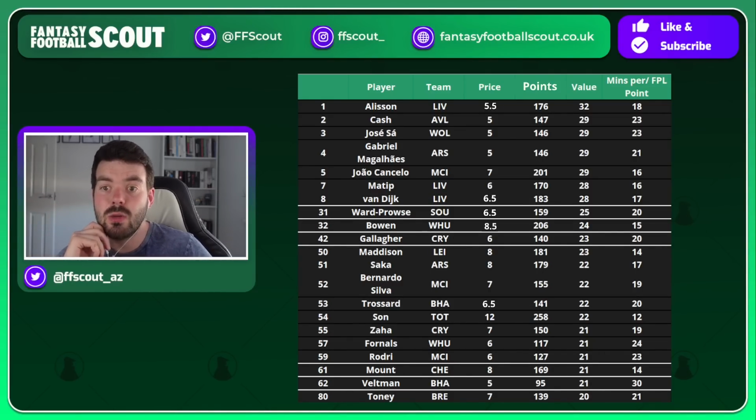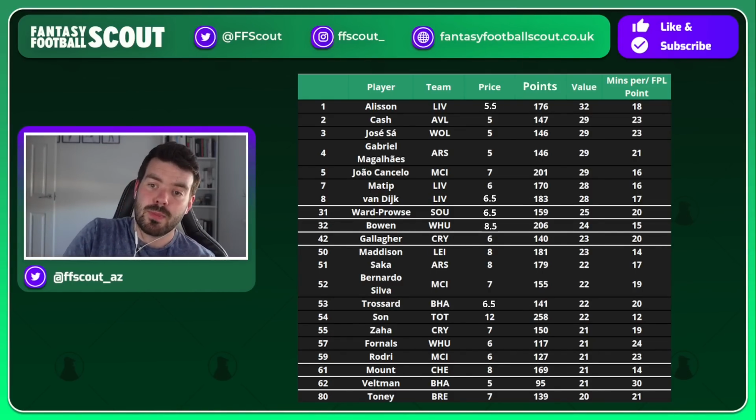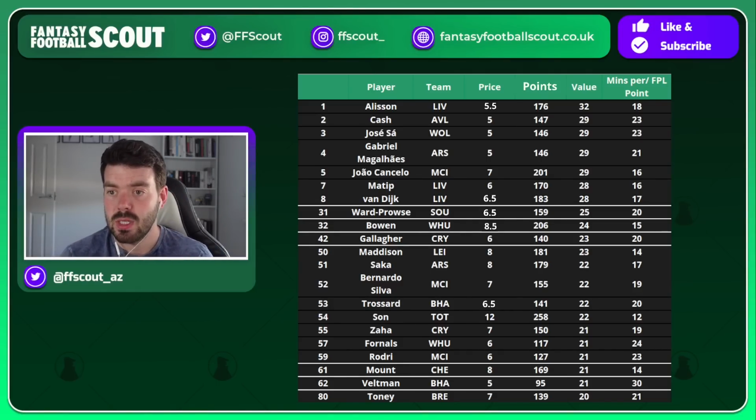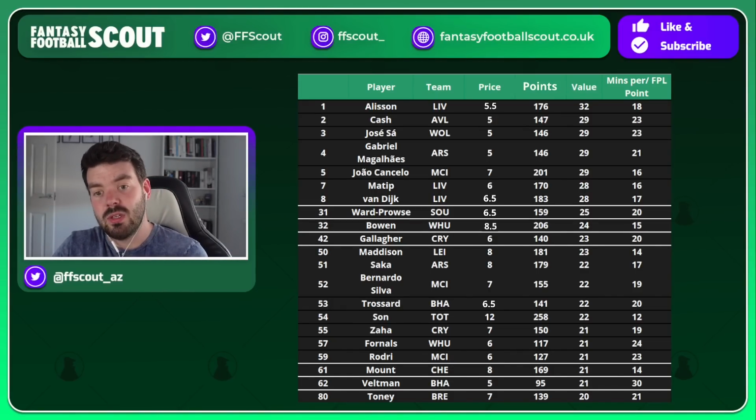And then you've got Conor Gallagher on here as well. I mean, he cost 6 million, got 140 points. Currently, he's at Chelsea. We're wondering if he's going to get on loan somewhere. If he does, he could obviously represent great value again, particularly if he goes back to Palace. Vieira knows how to get the most out of him, but we'll have to wait and see on that. Looking down to the other list, we've got Maddison next in 50th.